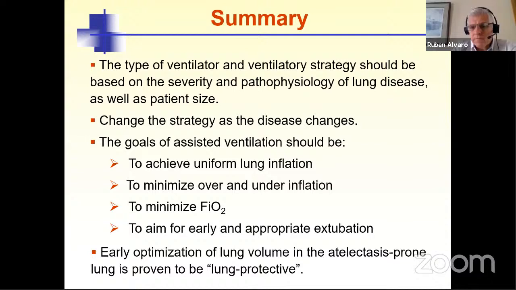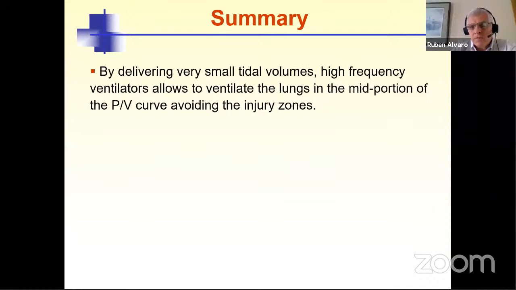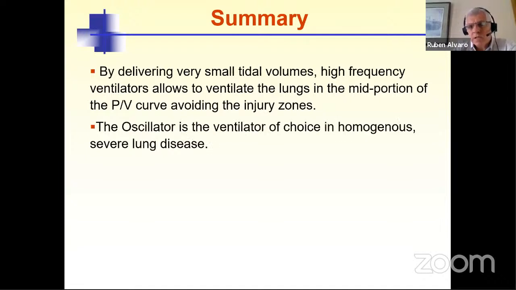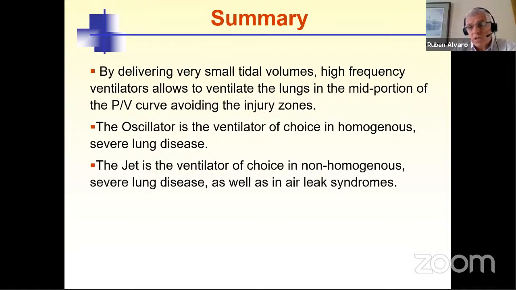Early optimization of lung volume in the atelectatic lung is proving to be lung protective. By delivering very small tidal volume, high frequency ventilators allow us to ventilate the lungs in the mid portion of the pressure volume curve, avoiding the injury zones. The oscillator is the ventilator of choice in homogeneous severe lung disease. The jet is the ventilator of choice in non-homogeneous severe lung disease, as well as in air leak syndromes.